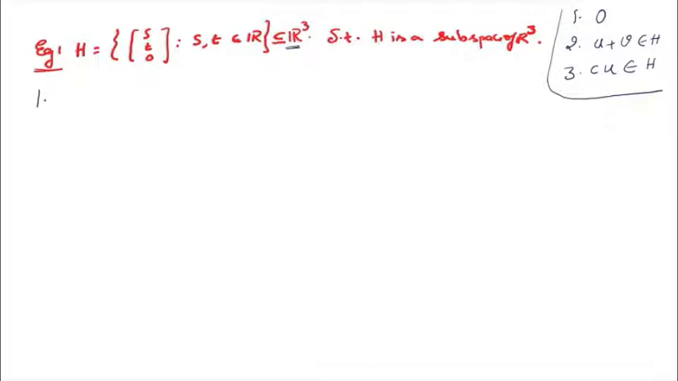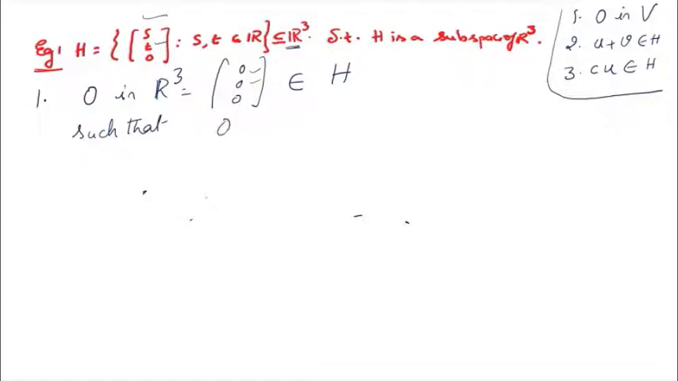So I'll see the first condition. The zero vector in V. So what is the zero vector in R3? 0 in R3 is (0, 0, 0). Then it will be there in H also, because what is H having? H should have vectors of the form (S, T, 0) where S and T are real numbers. So here this 0 and 0 are real numbers. In place of S and T you have 0, 0. So this will be there in H such that 0 plus U is equal to U plus 0 is equal to U for all U belonging to H. So the first condition, that the zero vector in R3 is also the zero vector in H, is satisfied.